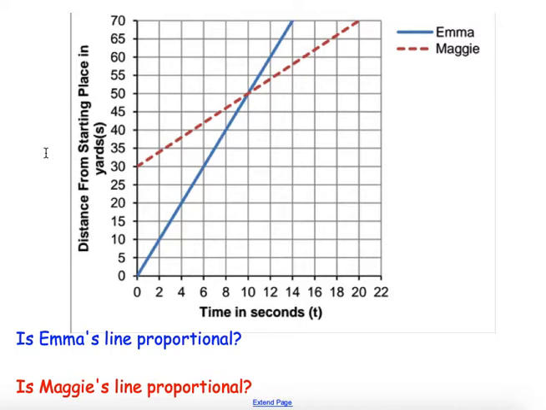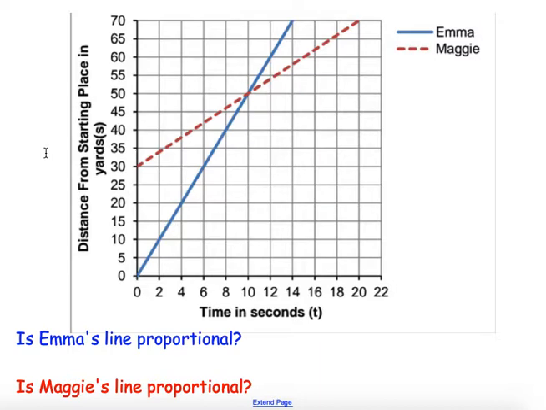Brandon? Why? Because it starts at 0. Does every line that starts at 0 going to be proportional? No. What do you think, Allie? It's also straight. That's true. In order to be proportional, it has to start at 0, 0, and be a straight line. Can we prove it? Yes.